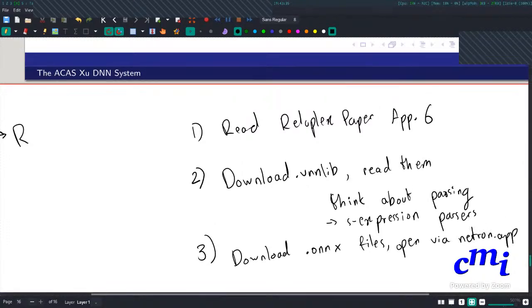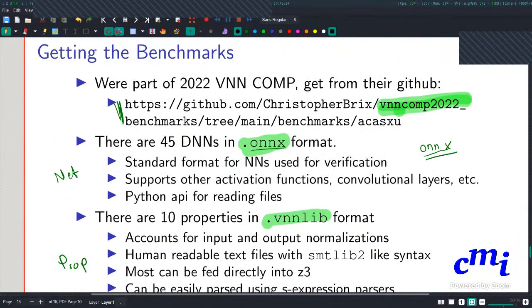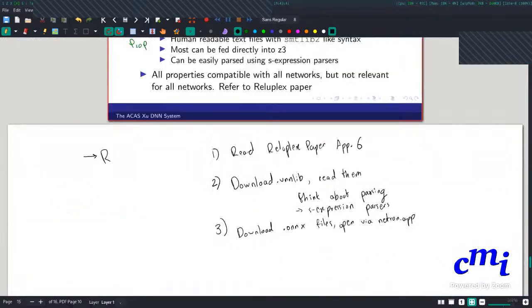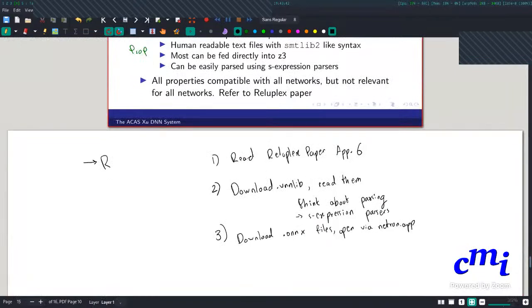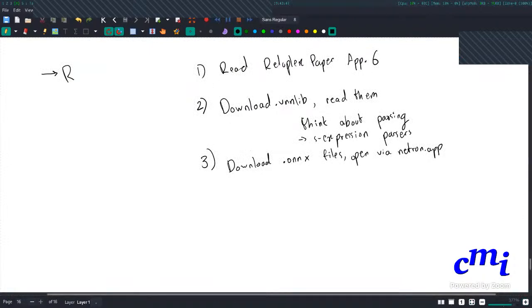Right? And of course, you can always explore all of the other benchmarks in the 2022 VNN-COMP category as well. Those might also be interesting. But yeah, these three things I think you should do, and start getting a little bit familiar, dipping your toes into this, and then we can do more experiments as and when, right?